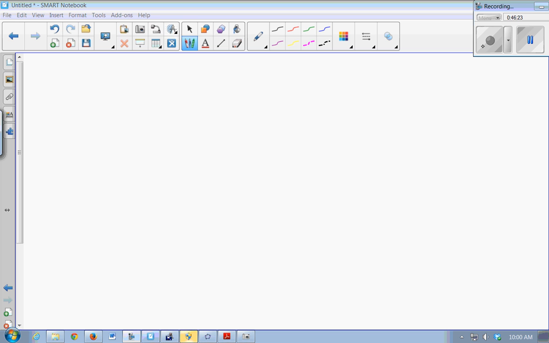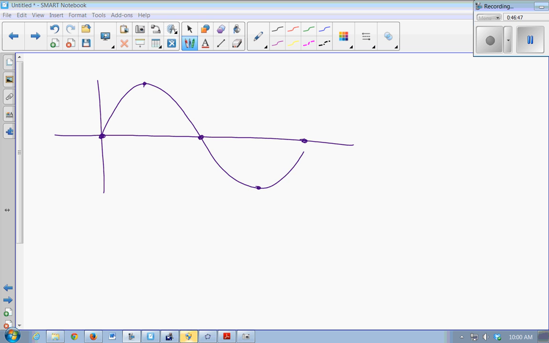Okay, so we're trying to look at different reflections, putting the negative sign in different places in the graphs of sine and cosine. So let's start by just graphing the sine of x. So we've got middle, middle, middle, high, low. Okay, so y equals sine x is done there in purple.